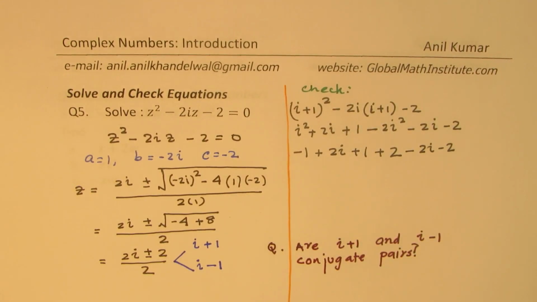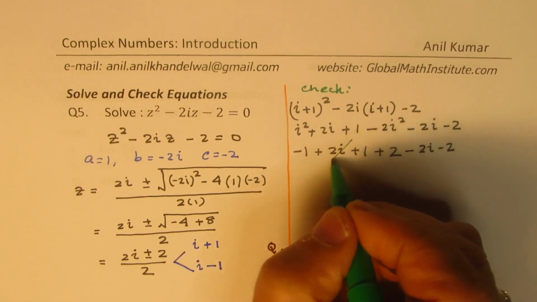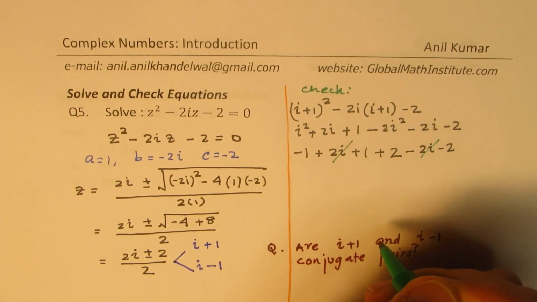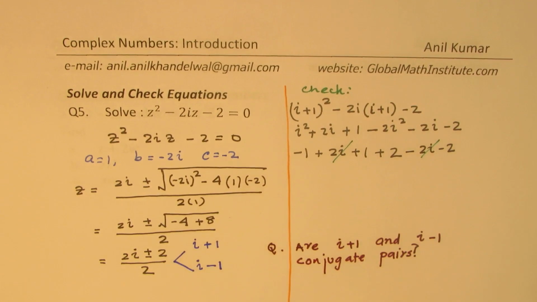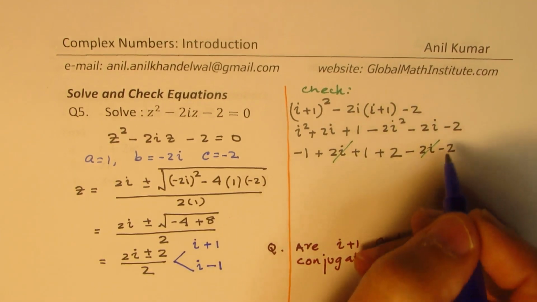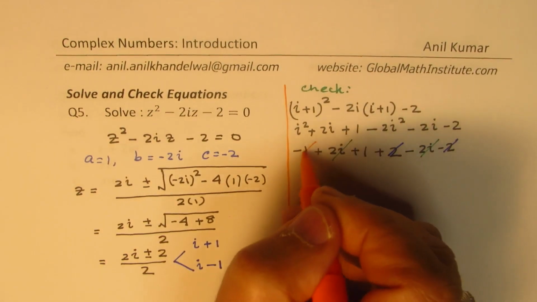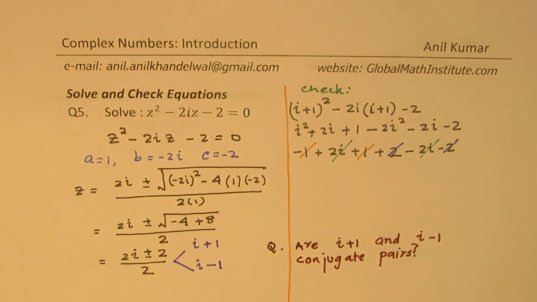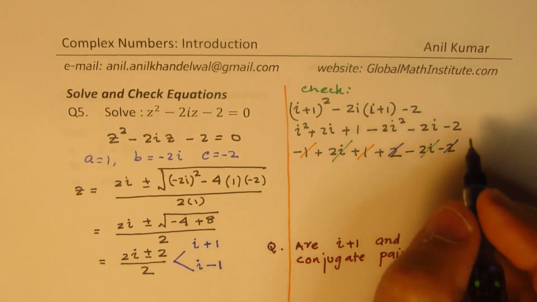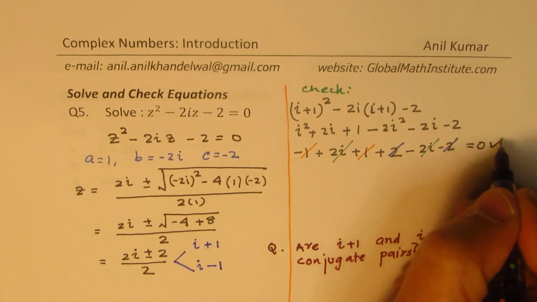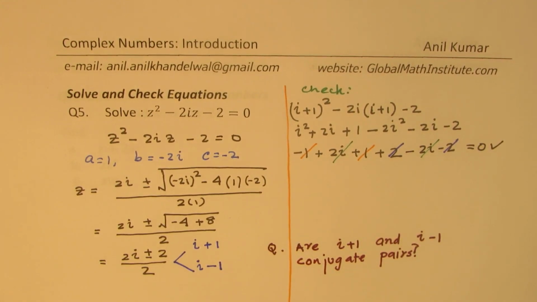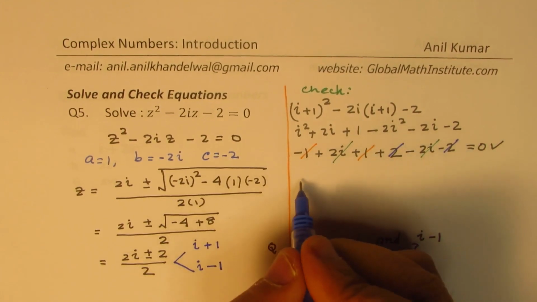So clearly you can see here that 2i and minus 2i cancel. We have plus 2 and minus 2 cancel. And we also see that this is also cancelling. So we do get our solution, which is that this is equal to 0. Perfect. So it works. Let us also check with i minus 1.